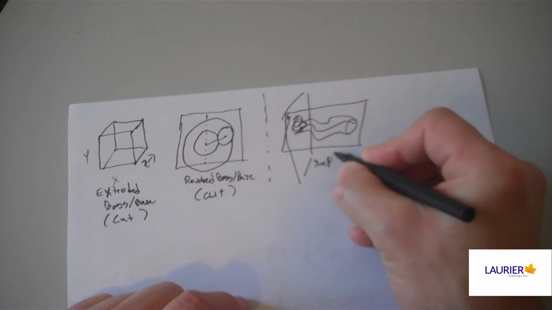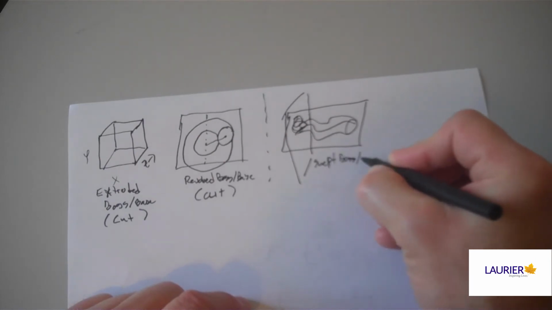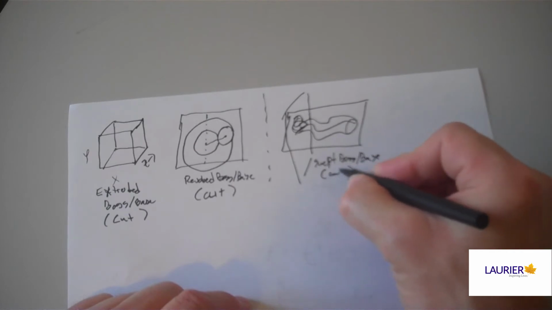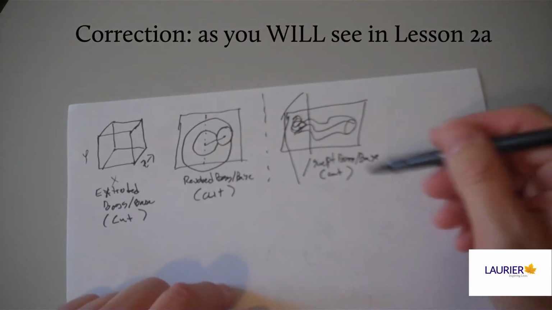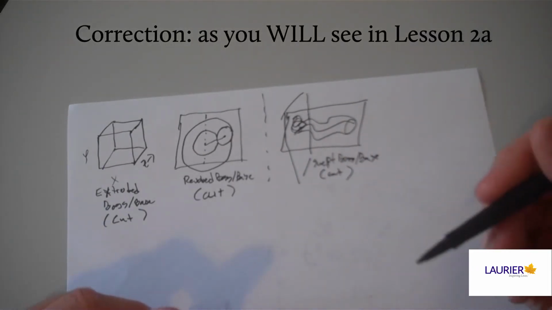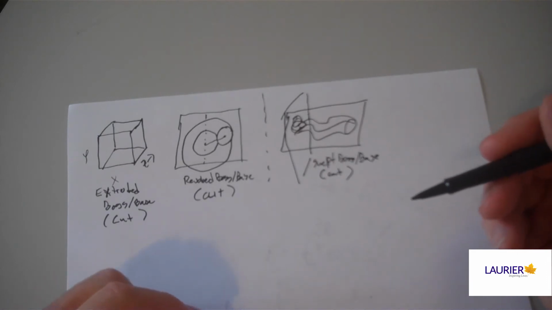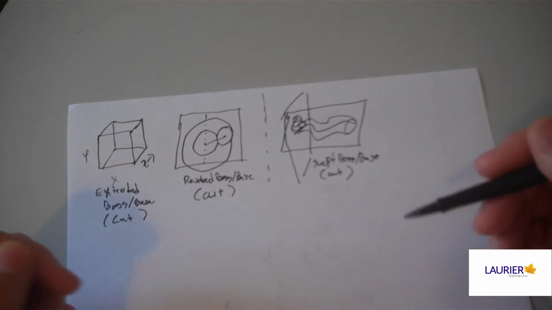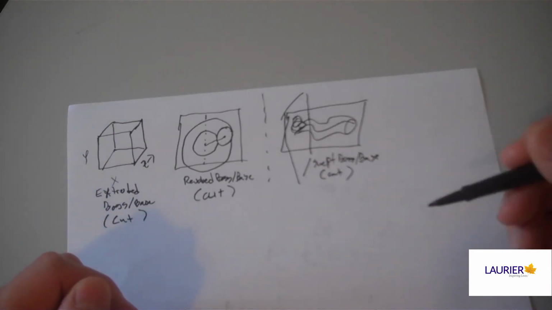This is, as we alluded to earlier, a swept boss base, and a swept cut if we're removing material like SpongeBob did. As you can see, there are two more ways that we can turn a two-dimensional drawing into a solid in SolidWorks. But the last one, which is called the boundary boss base, we don't actually use because it's just kind of a specialized version of the second last one.